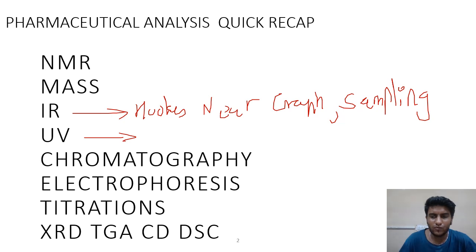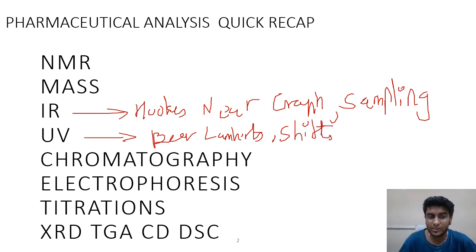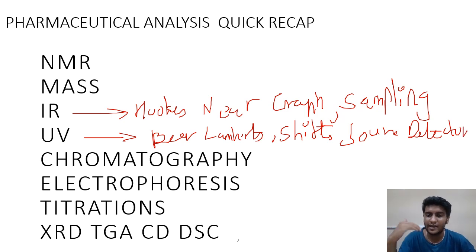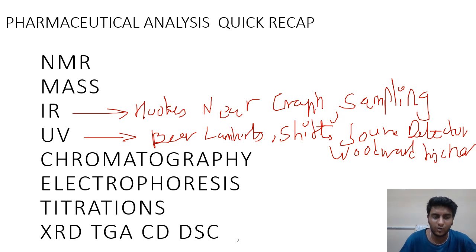Then from UV, obviously you need to know Beer-Lambert's law. Then you need to know the different shifts: bathochromic, hypsochromic, hypochromic, hyperchromic. From UV spectroscopy, a very important thing is the source and detectors, because there are a lot of questions on sources and detectors. You need to know the sources and detectors of all the spectroscopy: UV, IR, NMR, and mass. Then Woodward-Fieser rules, because questions are asked very frequently on homoannular diene, heteroannular diene, and butadiene.